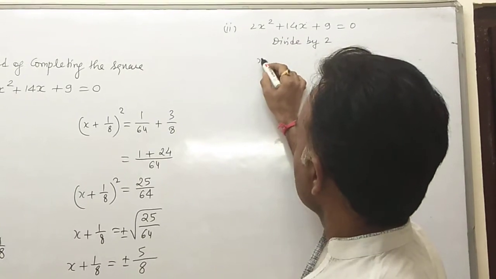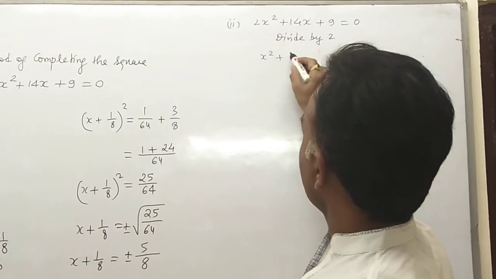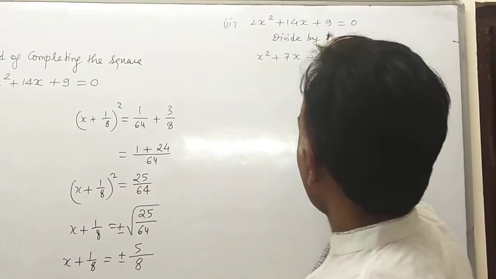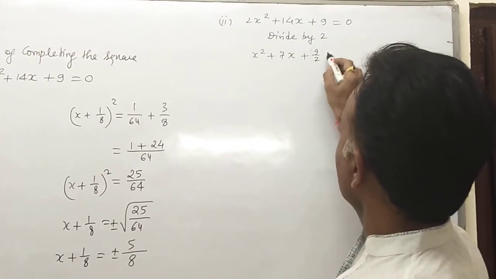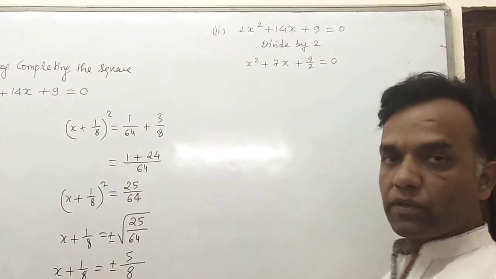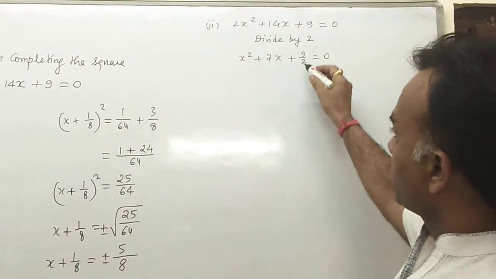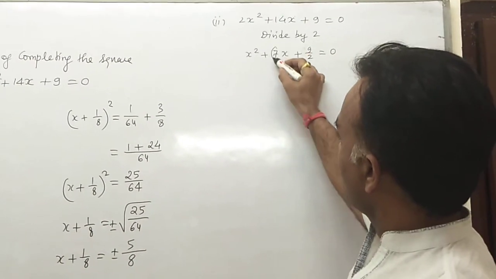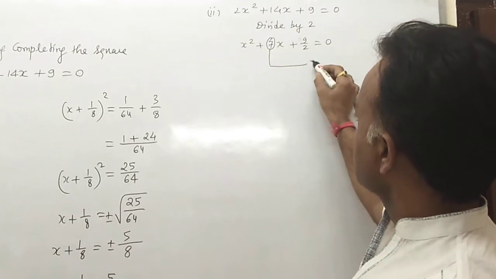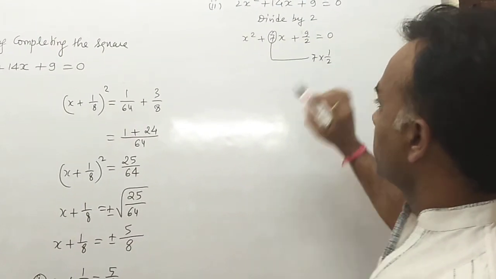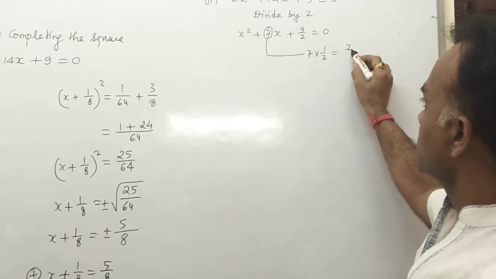Okay, so you have x square. Now 14 by 2 is 7x. But 9 is not divisible by 2, so you write it in fraction form as 9 by 2. Okay, now you bring out your value of x coefficient, that is 7, and you multiply by 1 by 2, then the resultant term you have is 7 by 2.